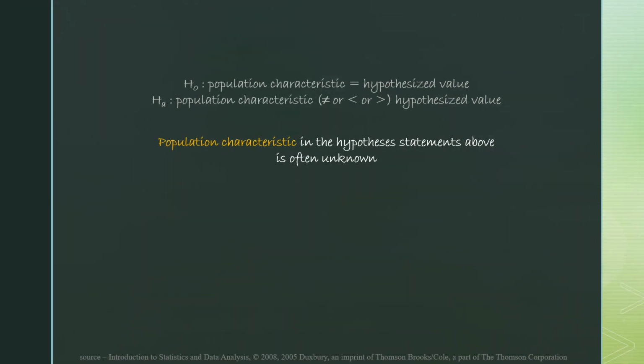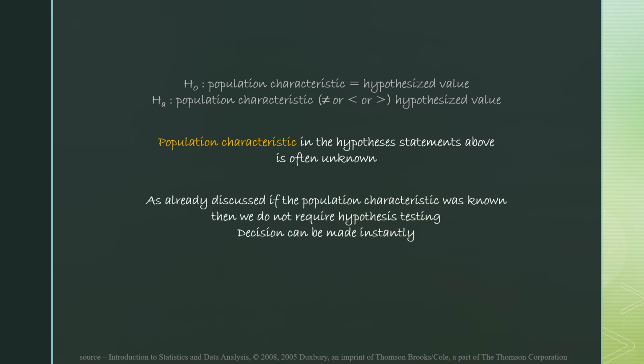Population characteristic in the hypothesis statements above is often unknown. As already discussed, if the population characteristic was known, then we do not require hypothesis testing. Decision can be made instantly. Since it is unknown, the population characteristic is estimated using sample data.